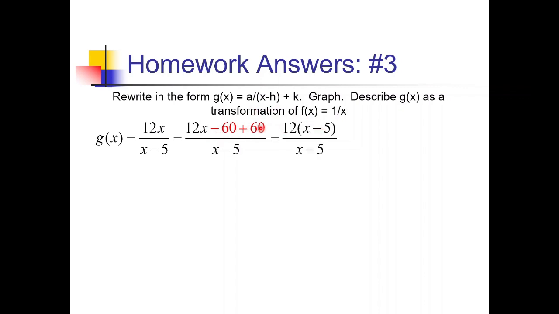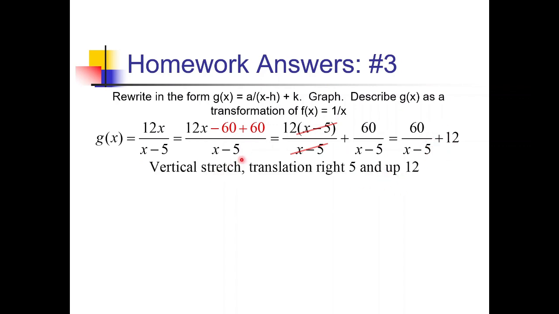And then this 60 here gets its own fraction with the x minus 5 as a denominator. So these x minus 5's cancel, as I planned. And now we have 60 over x minus 5 plus 12. So for transformations, the 60 up here gives us a vertical stretch. The x minus 5 gives us a translation of 5 to the right. And the plus 12 gives us up 12 for that translation. So vertical stretch and then right 5 and up 12.